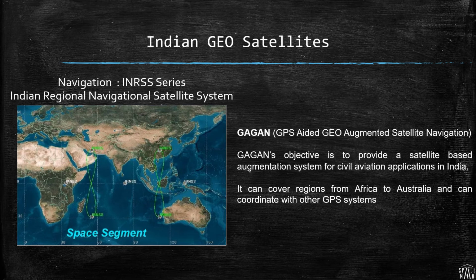We also have the GAGAN mission, which is the GPS Aided Geo Augmented Navigation system, which is useful for civil aviation applications in India. The satellite network can cover from Africa to Australia and can coordinate with other GPS systems.